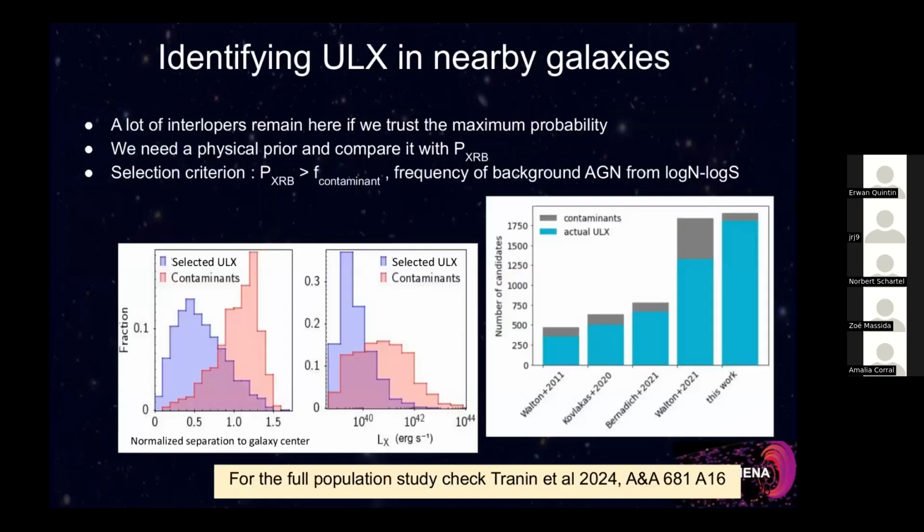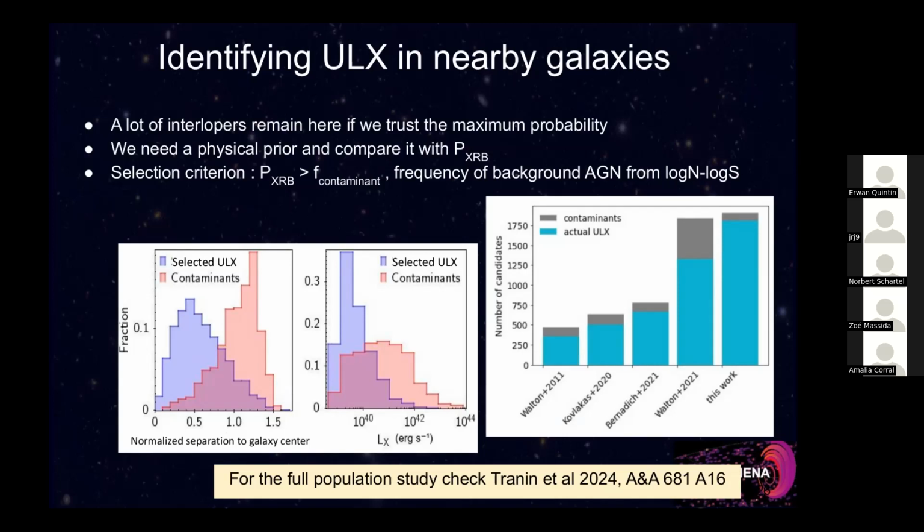But this is not always the case. In a given nearby galaxy, sources further apart than from the galaxy center have a high chance of being background sources, and this can be quantified using the log N-log S relation.